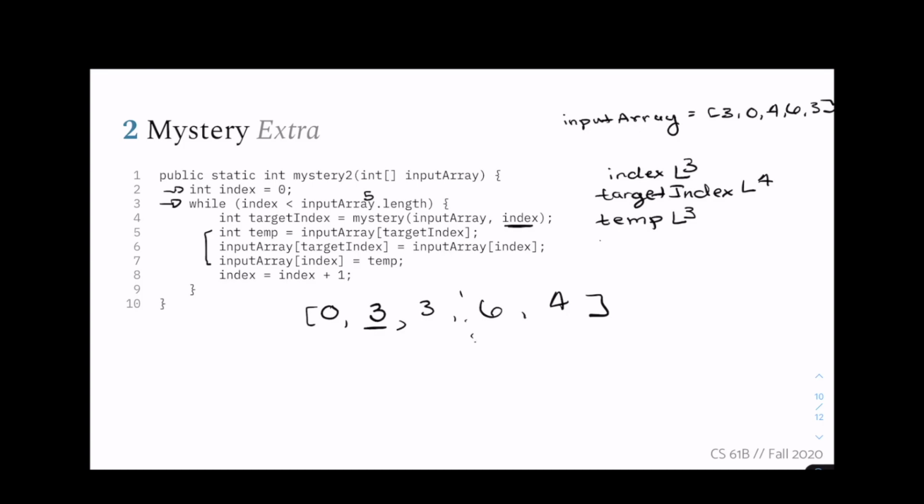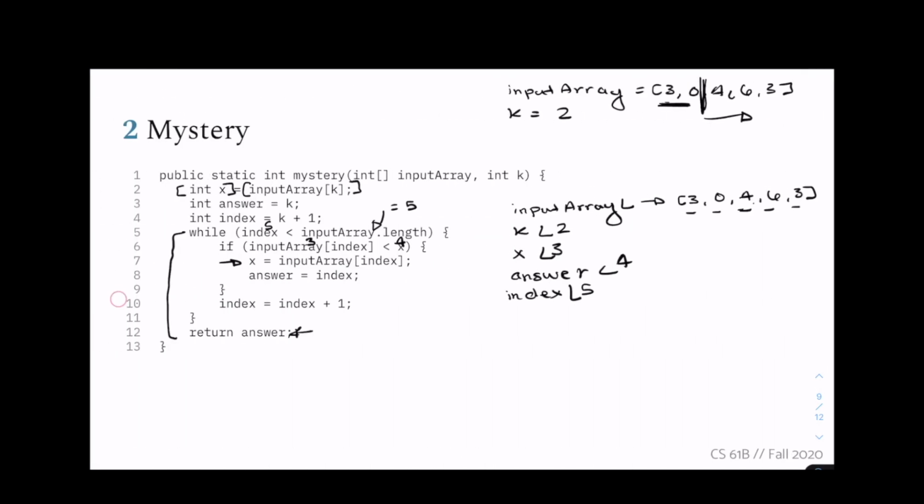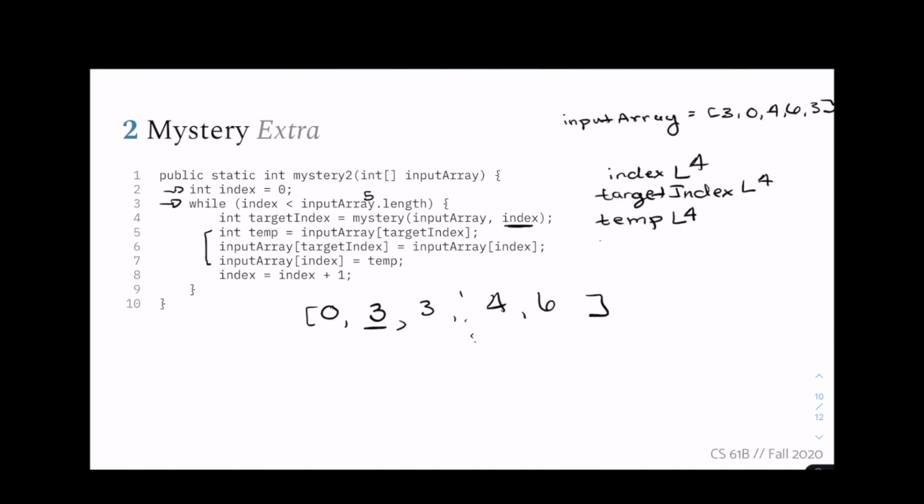And then our target index is 4 again, because 4 is less than 6. But our temp is going to be 4. And then we swap, which gives us 4 and 6. And then we run through it one more time with index of 4. Except this time when we go into mystery, we don't even run this loop because index is equal to k plus 5 here, which would mean it's already too big to ever even go in. So it immediately just returns 4 and nothing changes. And that's all mystery 2 does.